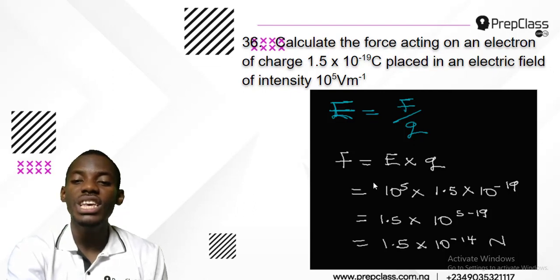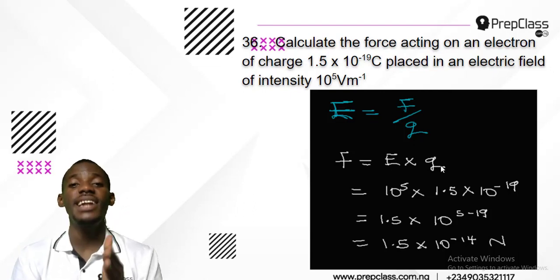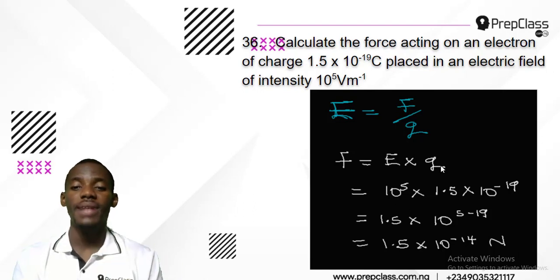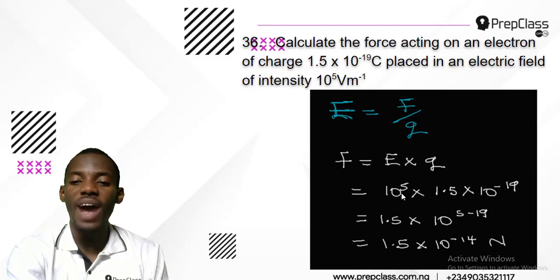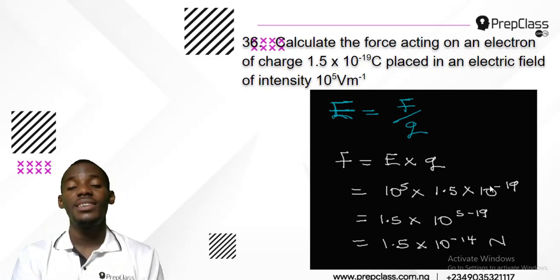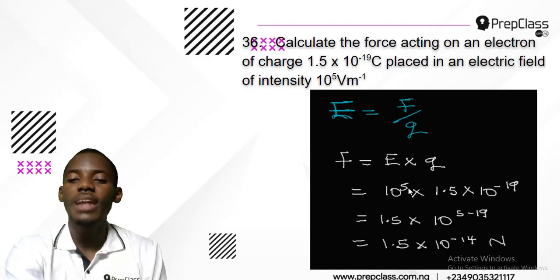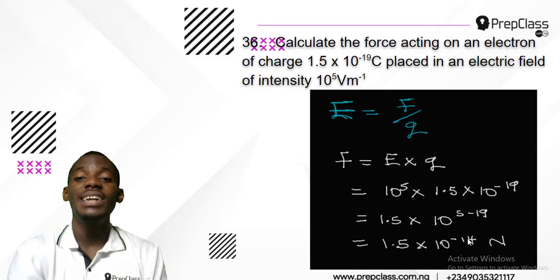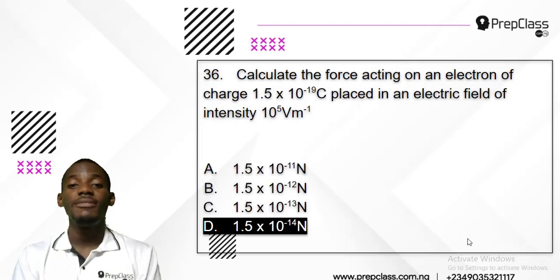That becomes F equals E times Q, where E is the electric field and Q is the charge. Then I plug in the parameters. What is my electric field? 10 to the power 5. Then what's the charge? 1.5 times 10 to the power -19. The powers of 10 will come side by side: 10 to the power 5 times 10 to the power -19, and that becomes 1.5 times 10 to the power 5 minus 19, which is 1.5 times 10 to the power -14 Newton. And that is the force, making option D the correct answer.